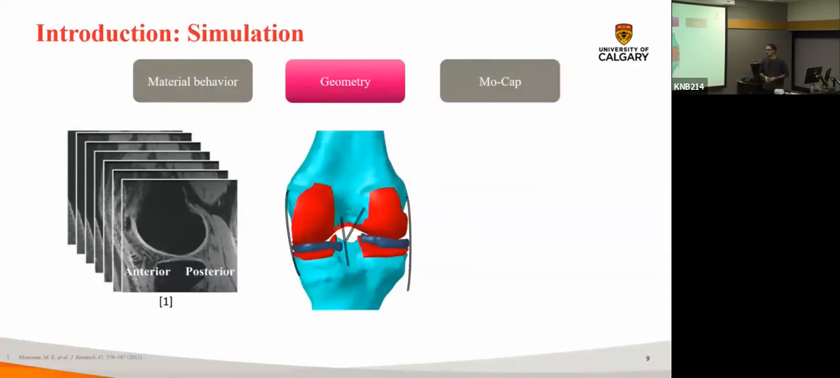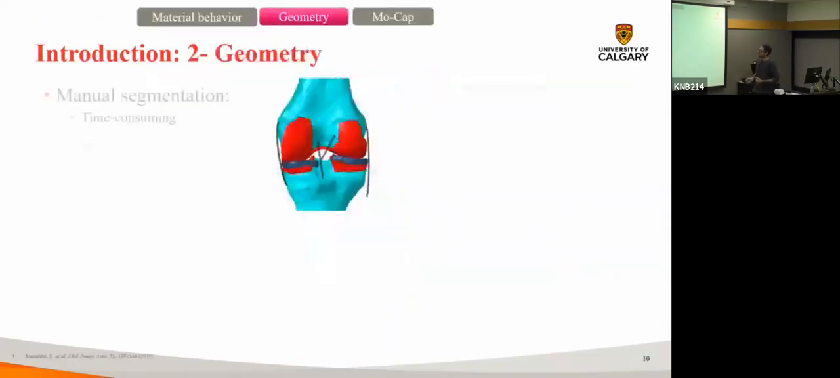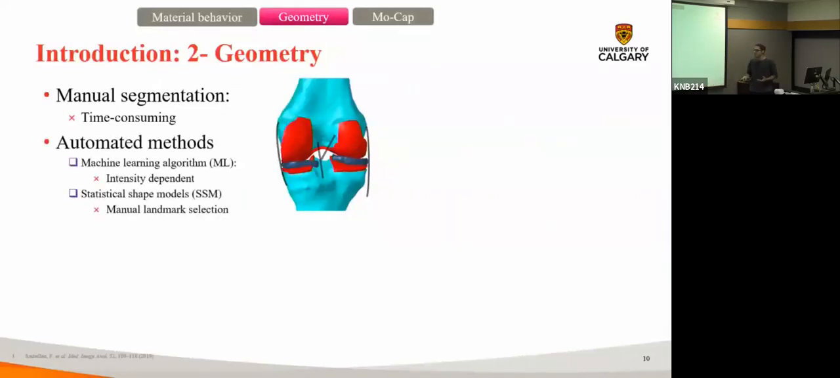One common approach is to use MRIs and then extract or segment the region of interest from these MRIs. And here you see the result of segmentation. The current practice is manual, and it takes around 8 hours to segment bones and cartilages. So it's very time consuming. Recent studies have used automated methods like machine learning methods and statistical shape models.